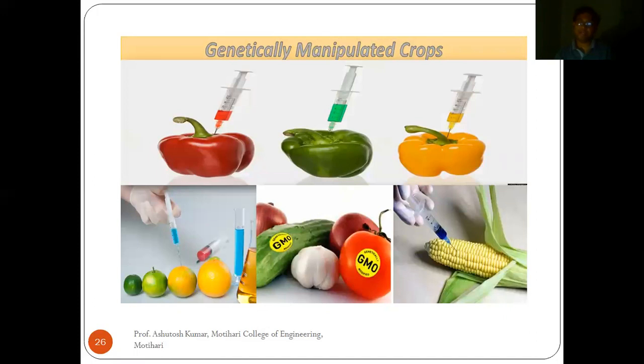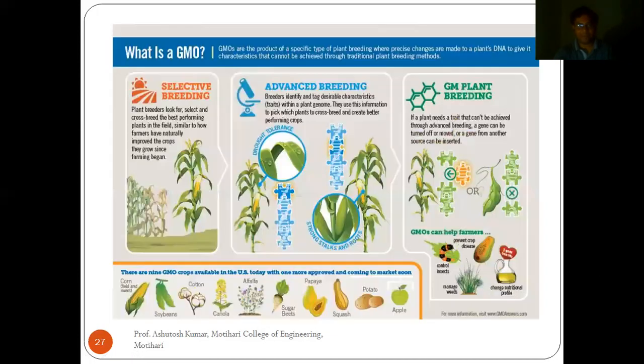Now, genetically manipulated crops: these are a few crops you can see. These are the Simla mirch, these are the oranges, these are the corn. So these are all genetically modified, and that also affects our environment. Now these are the GMOs. If you want to go into detail, you can go through this slide.